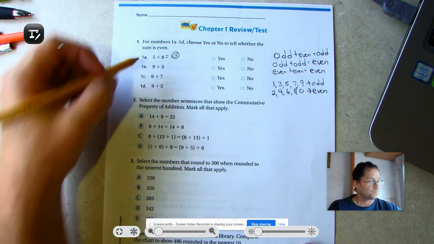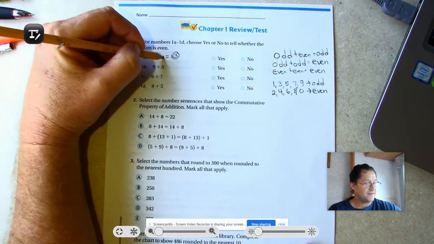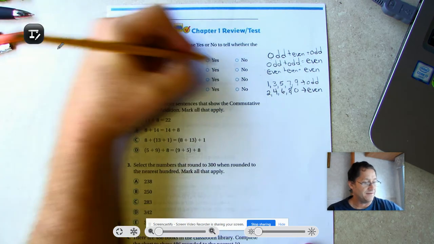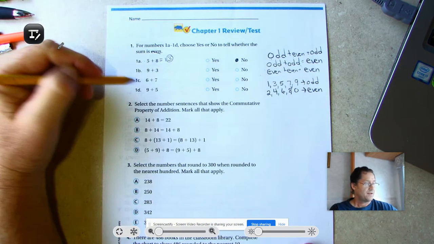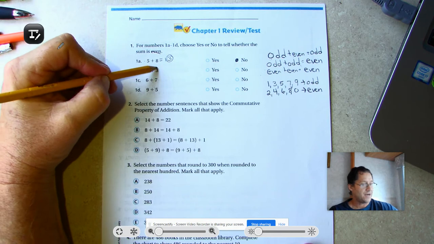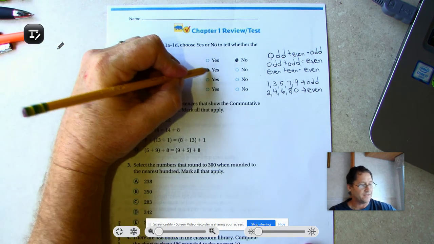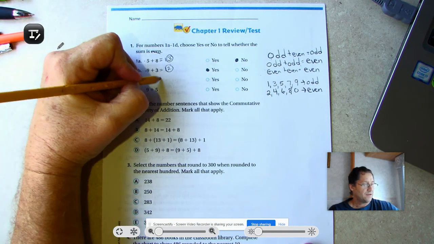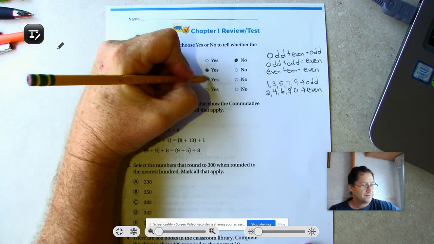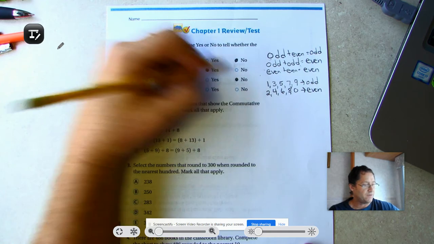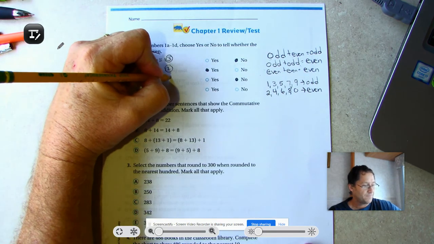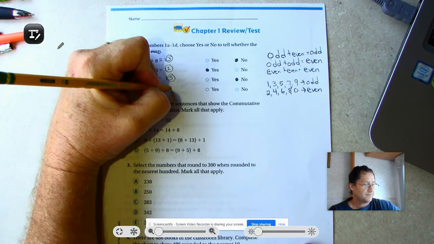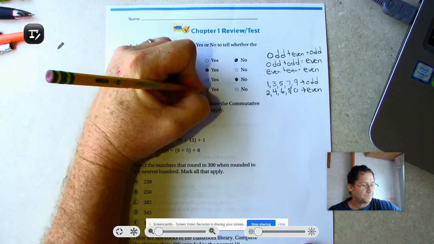All right, so odd plus even, and we have to tell if they're going to be even. This is no. Odd plus odd, yes, it will equal an even number, 12. Even and odd, no, that would equal an odd answer, 13. Odd plus odd gives me an even answer.